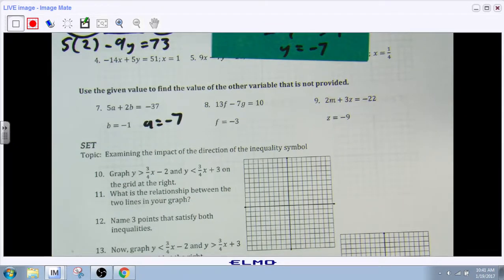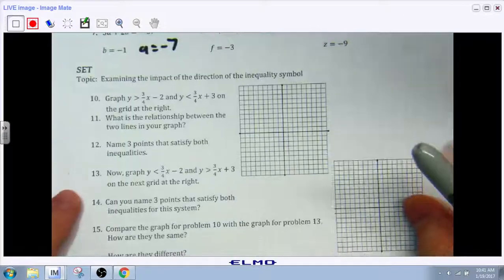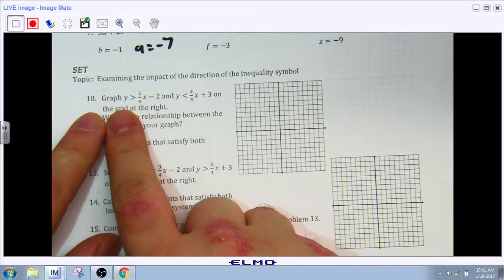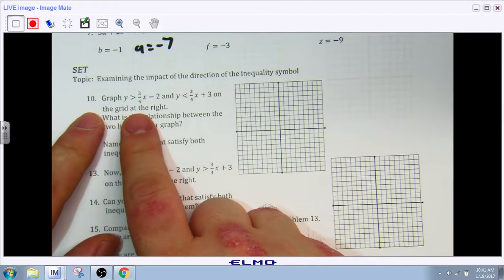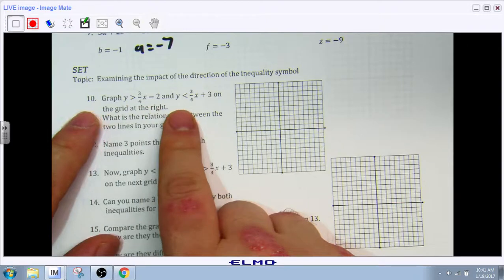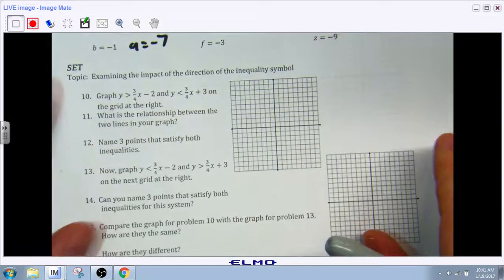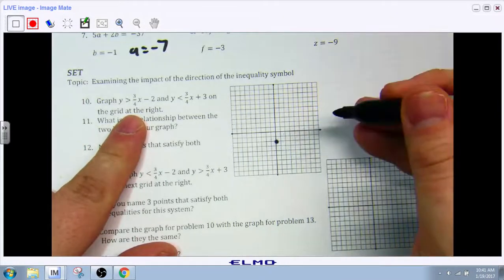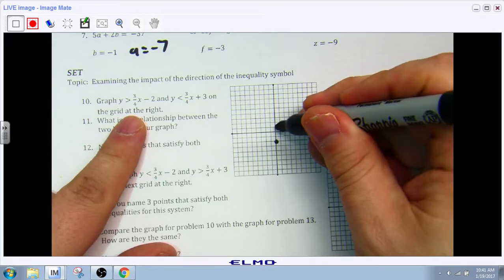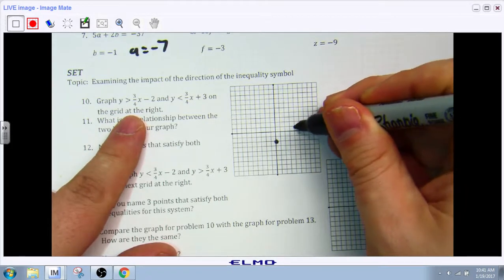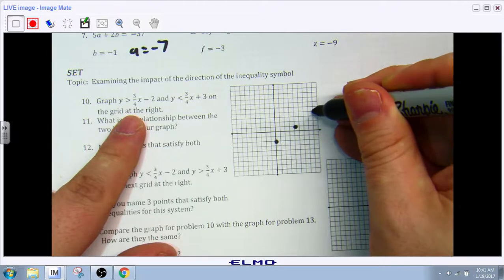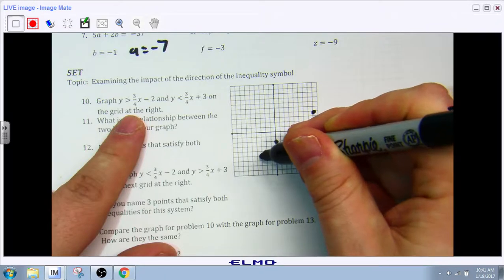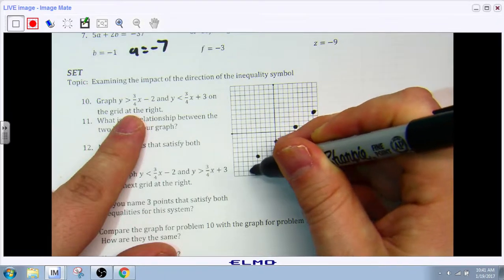The next section is the set, and it says examine the impact of the direction of the inequality symbol. So it gives us two things. It says graph y is greater than 3/4 x minus 2, and y is less than negative 3/4 x on the grid. Okay, so let's go ahead and look at this. So I have minus 2, and then I'm going up 3 over 4, like that, up 3 over 4, like that, down 3, 4, like that.